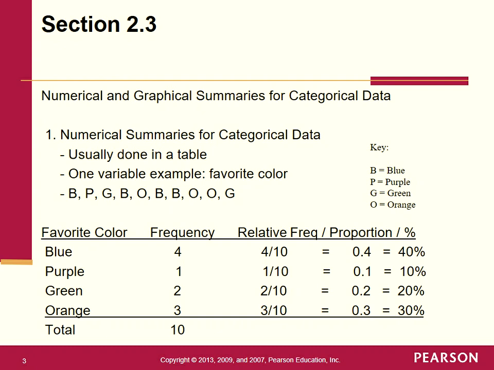So relative frequencies cannot be things like 10 over 5. Can't be 2. Can't be 200%. It's got to be between 0 and 1, or 0 and 100%. And so here, what would we do to figure out the relative frequency for blue? We would take the frequency for it and put it over the total here. So 4 over 10, 1 over 10 for purple, 2 over 10, 3 over 10 for orange.